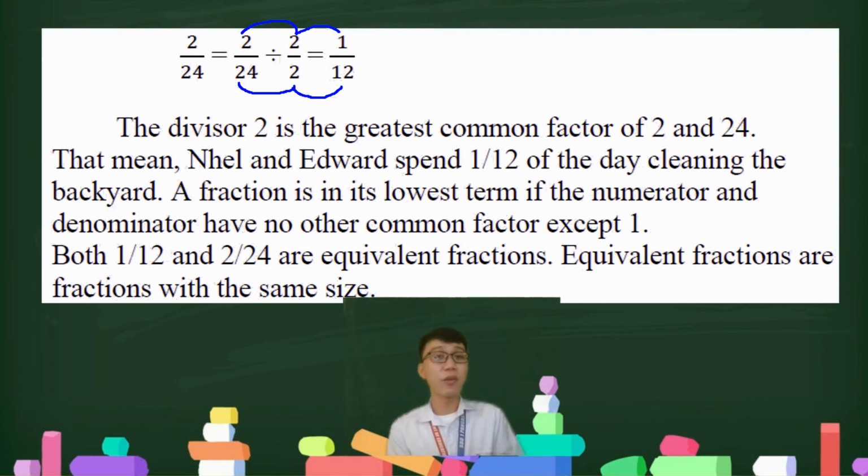So again, how are we going to change fractions to lowest term? Just find the GCF and then divide. That is the lowest term of the fraction. Did you get it, kids? It's so simple, right?